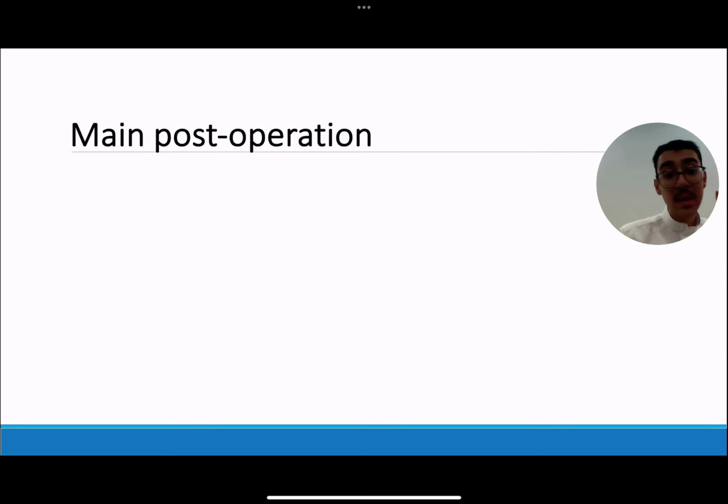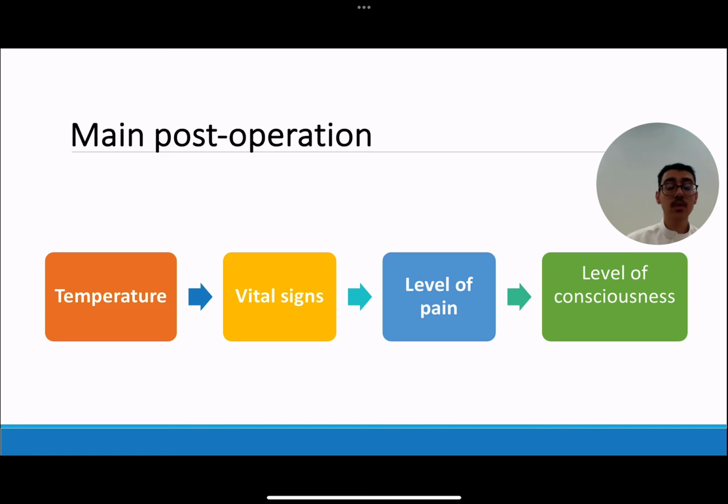Here are some main post-operation steps. First of all, measuring the patient's temperature. Second thing, measuring the vital signs like blood pressure, heart rate, and breathing rate. Then we have level of pain and level of consciousness.